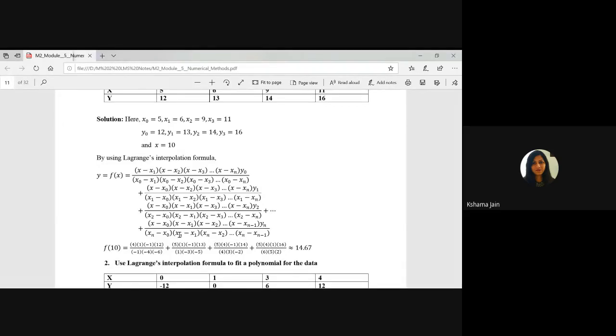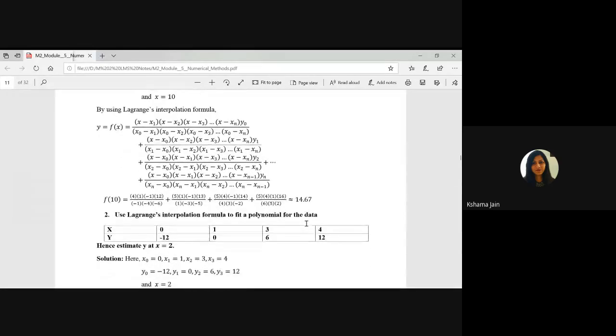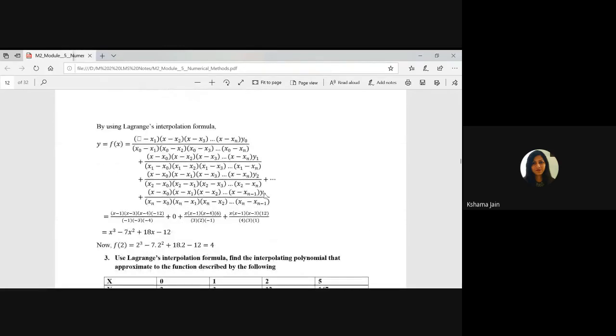Directly in the given formula, we know x is 10. x means the value where they are asking to find out. x is 10. x naught, x1, x2, x3 are already there. Corresponding y naught, y1, y2, y3 are there. Put them into the formula and you will get it. Simple. Same as this here. That's it.